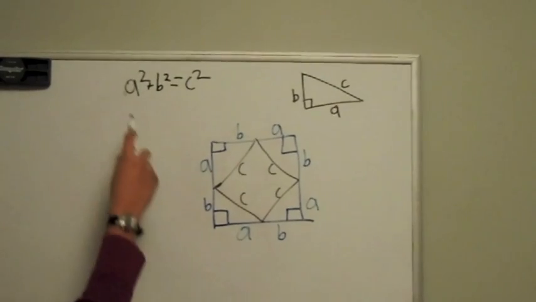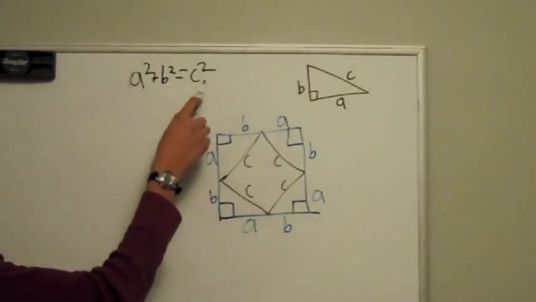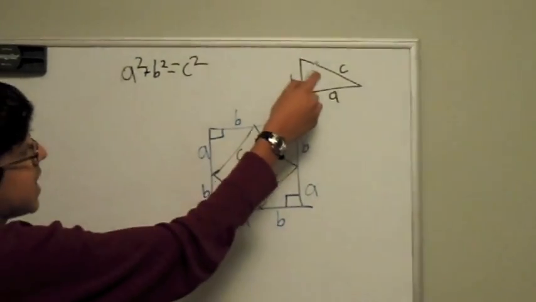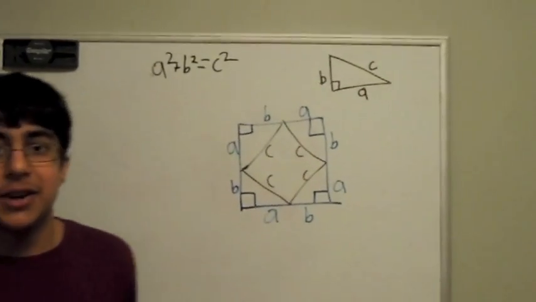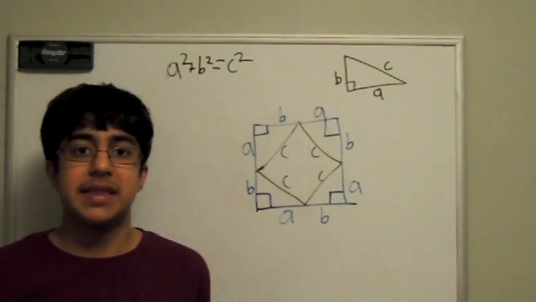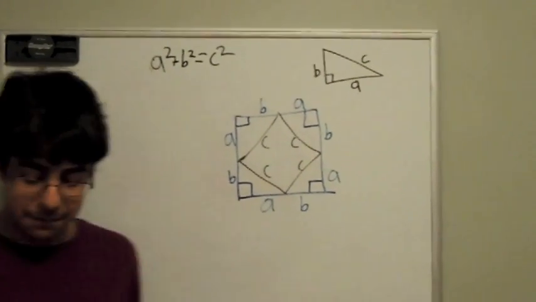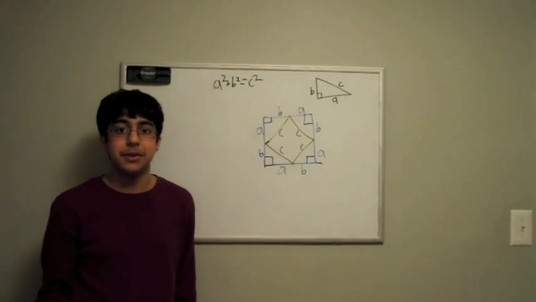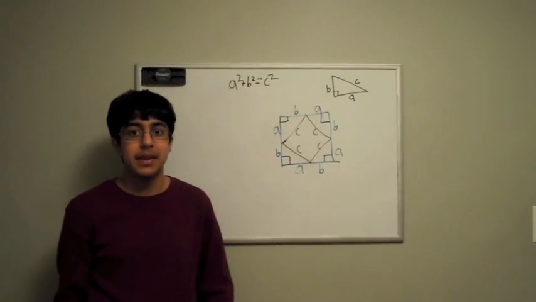More simply put, a squared plus b squared equals c squared, where a and b are the legs of the triangle, and c is the hypotenuse. In a right triangle, the hypotenuse is always the side opposite the right angle. There are actually over 200 different proofs to prove Pythagorean theorem.